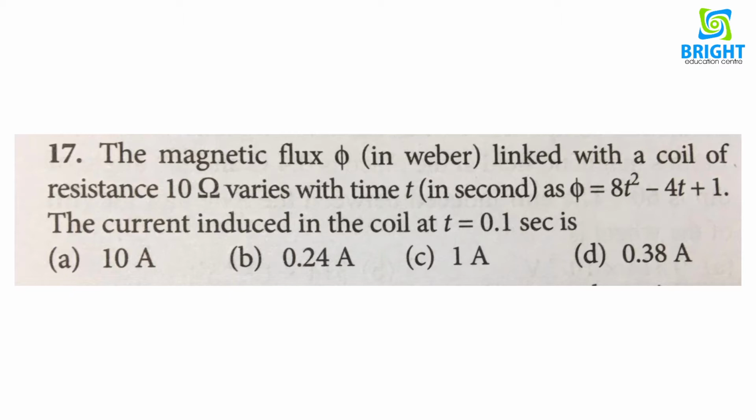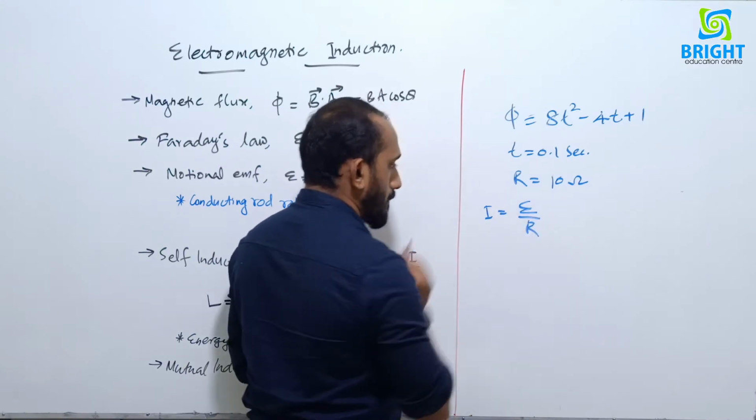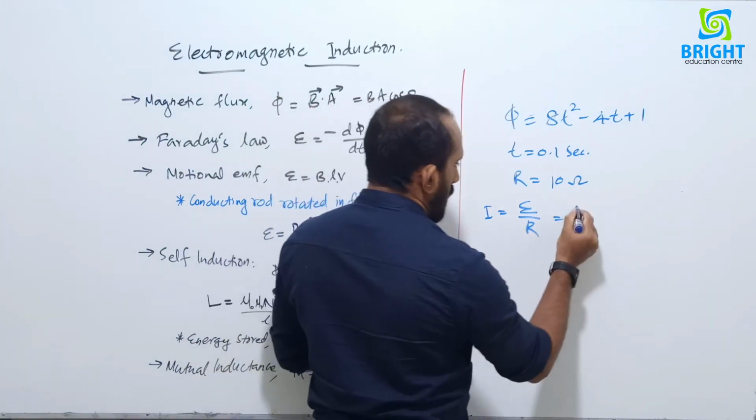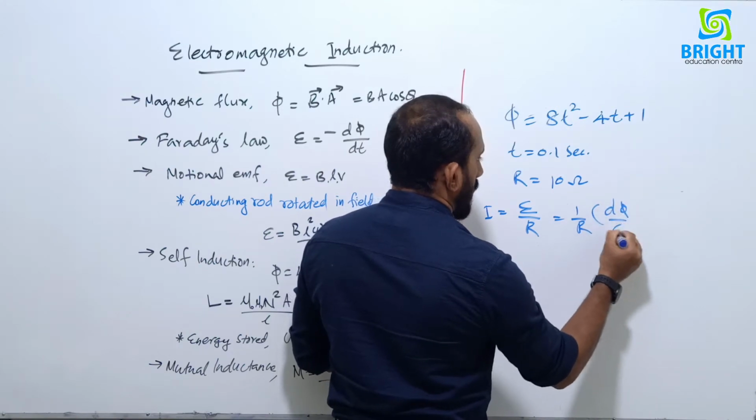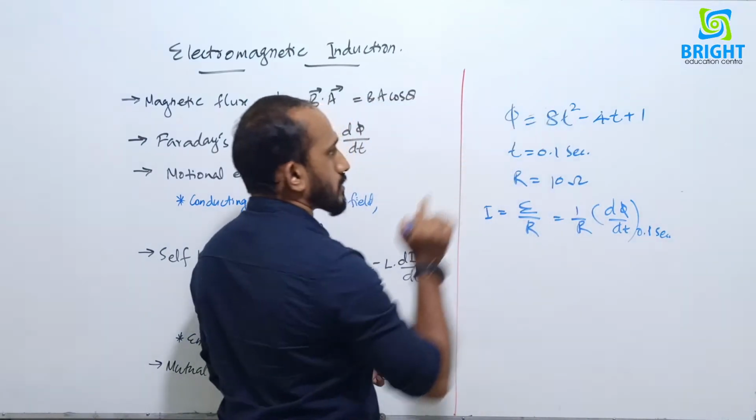So here phi is given, flux is given: 8t square minus 4t plus 1, and time t is given as 0.1 second, and the resistance of the conductor is given, R is equal to 10 ohm. So you have to find the current I, which is equal to V by R, and it is nothing but 1 by R into d phi by dt at 0.1 second. So you have to differentiate this function first of all.